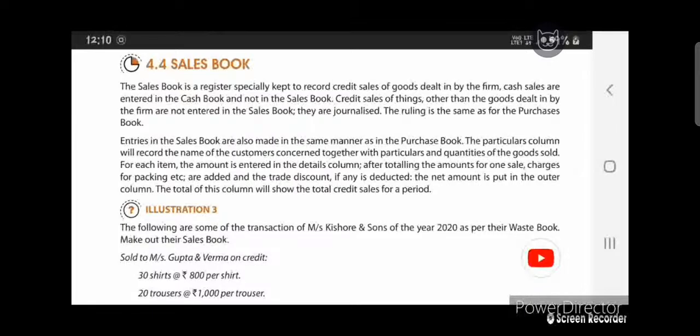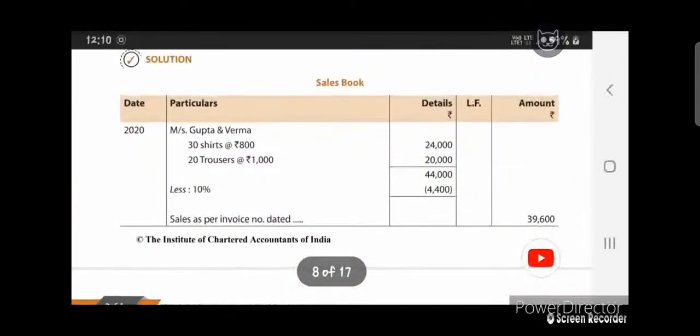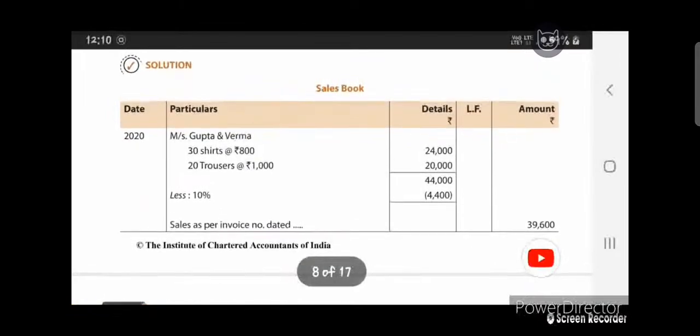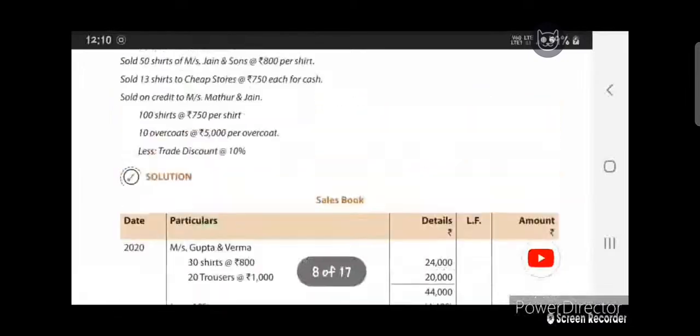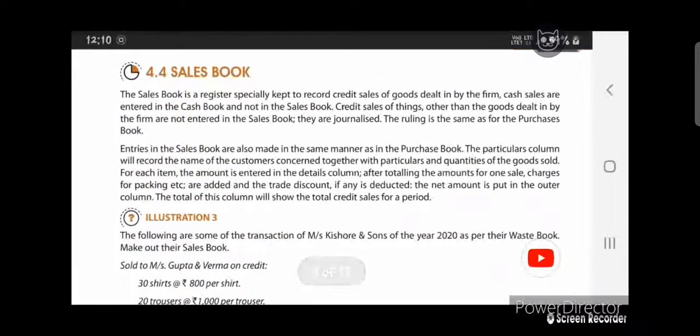And the ruling is the same for the purchase book. You can see here the ruling is the same: date, particulars, details, LF, amount. All the same, no changes. In the sales book also it is the same, no difference.